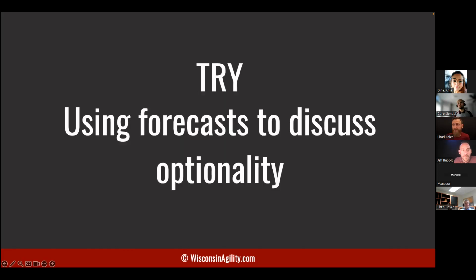And the reason I like to use forecasting is to discuss optionality. So we have X capacity with these teams. We can do this much scope. Which scope can we get done? How confident are we? Here's the what-if we only got this? What if we only got that? And as we get closer, we can change those plans, or as new things come up that are more important, it changes our scope again. What does that do? How does that impact things?